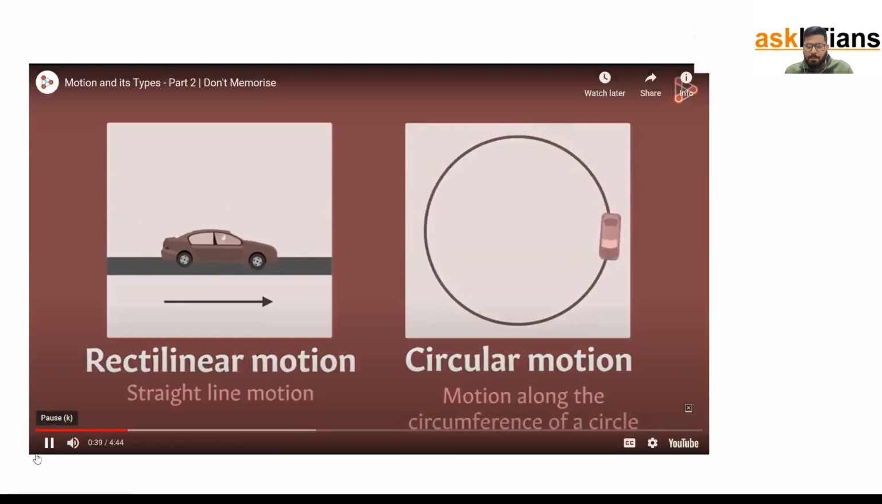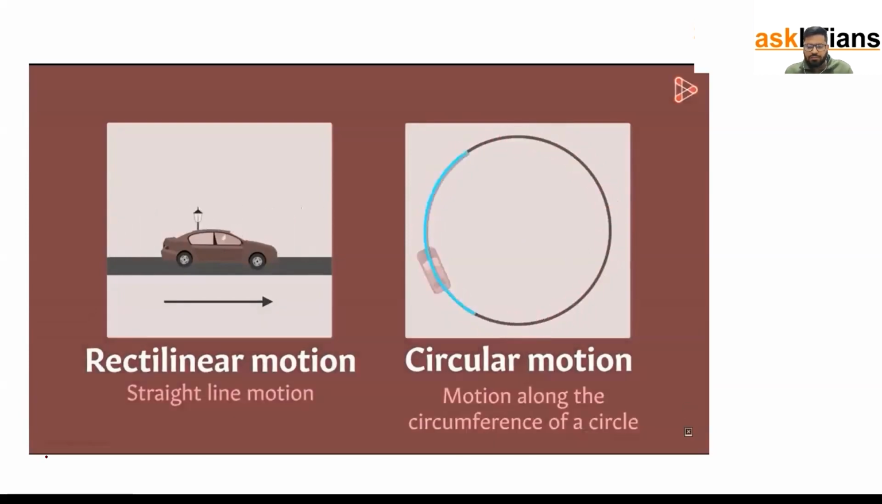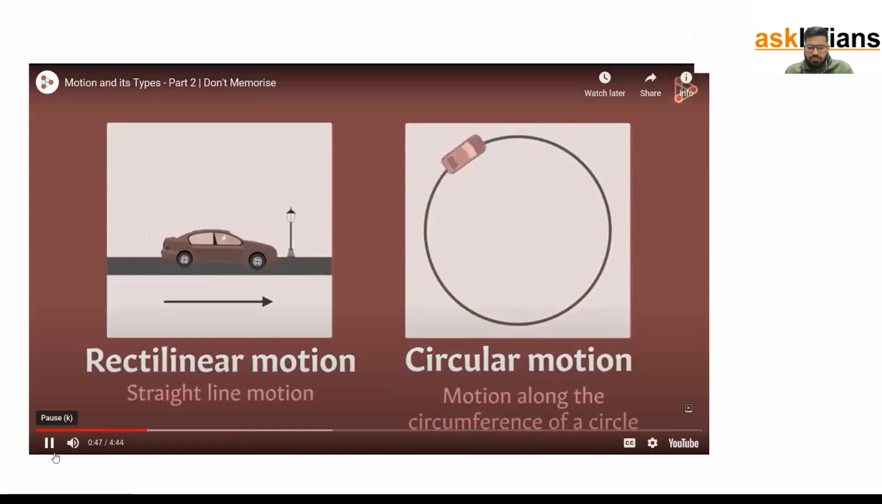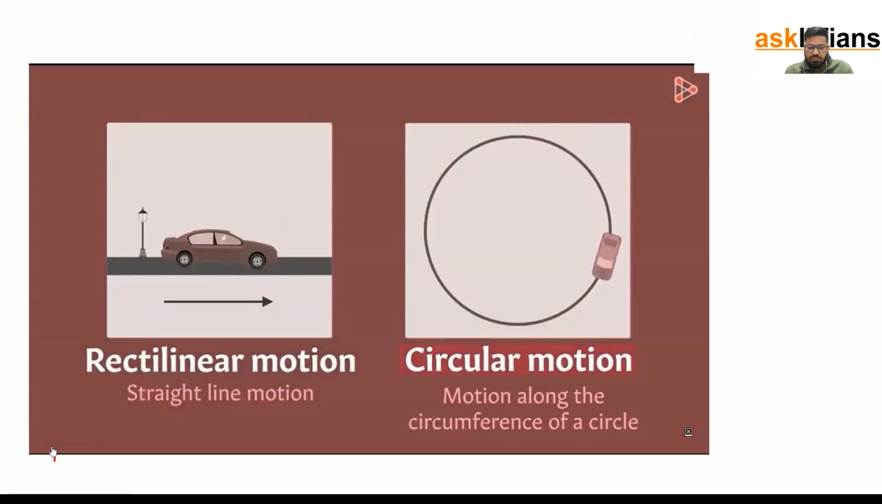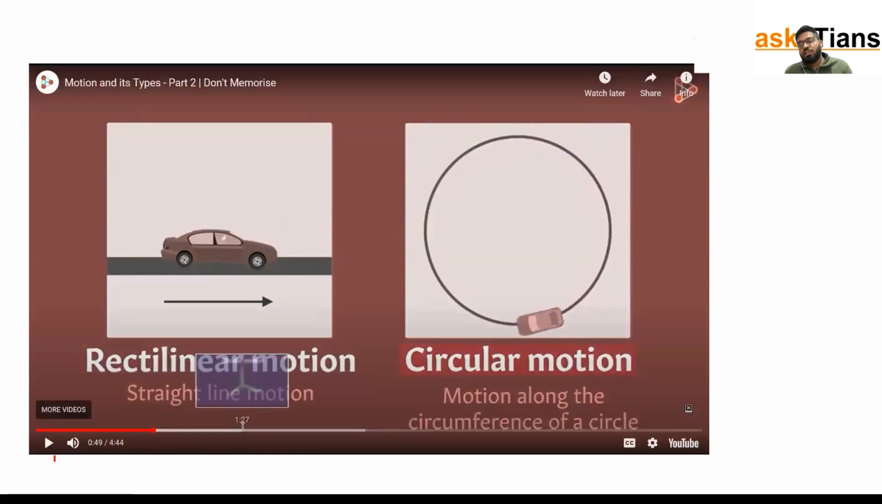The circumference of a circle is the length of this boundary which is curved. So if an object is moving along the circumference of a circle, we say it's undergoing circular motion. Clear? Now, if any object moves along the circumference of a circle, then it is said to be in circular motion. Or another definition: if it is moving at a fixed distance from a particular fixed point, then it is said to be in circular motion.